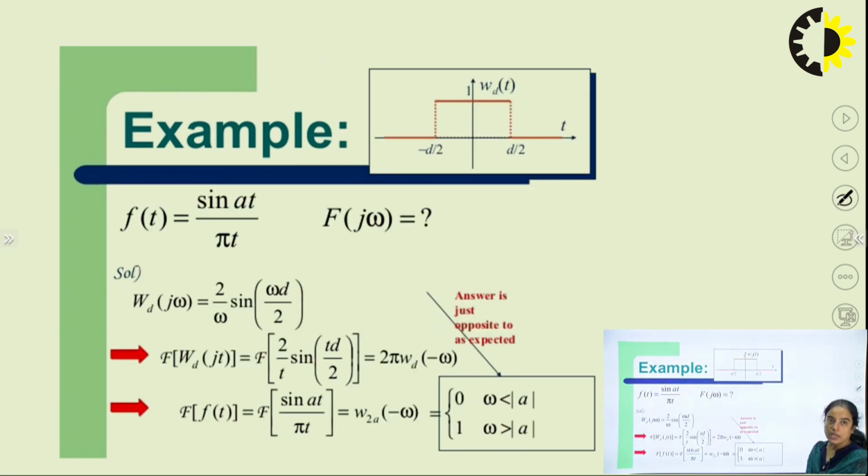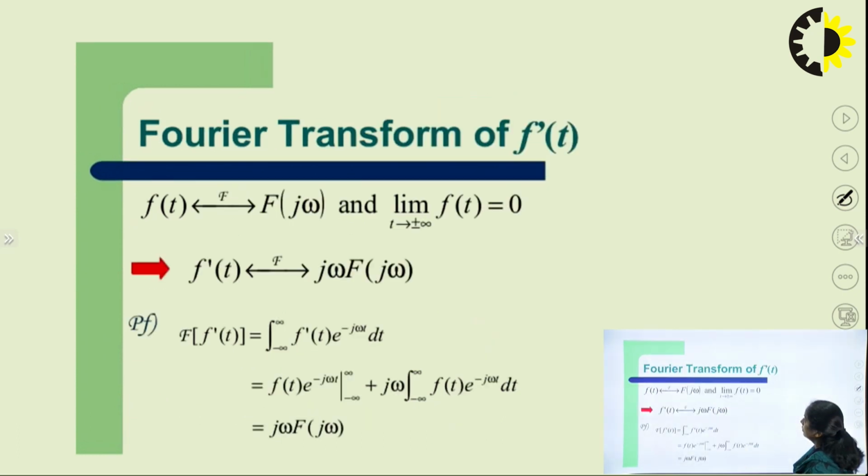Okay, and the next example is that f(t) is sin(at) upon pi t. So what will be the F of j omega? You can proceed, as the solution is also given. This is the way that we can calculate the Fourier transform of this.